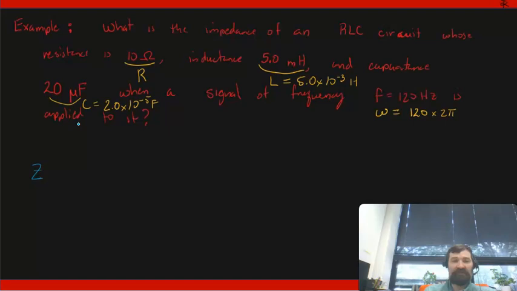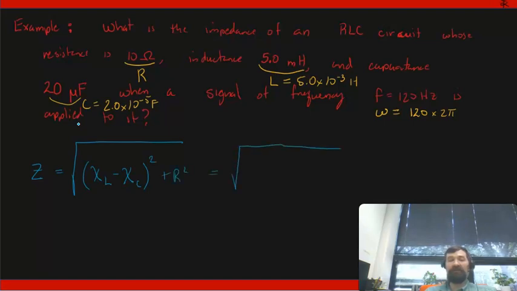So the impedance, again, is given by the square root of basically the reactances of the inductance, the inductive reactance, and the capacitive reactance subtracted from each other and then squared, plus the resistance squared, or using the formula obtained at the end of the last slide, we're looking at omega L minus 1 over omega C quantity squared plus R squared.